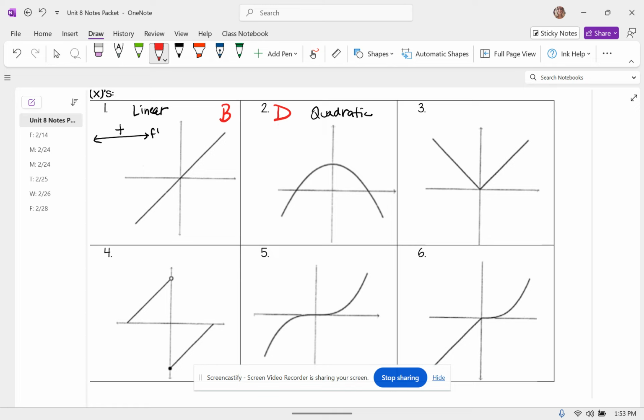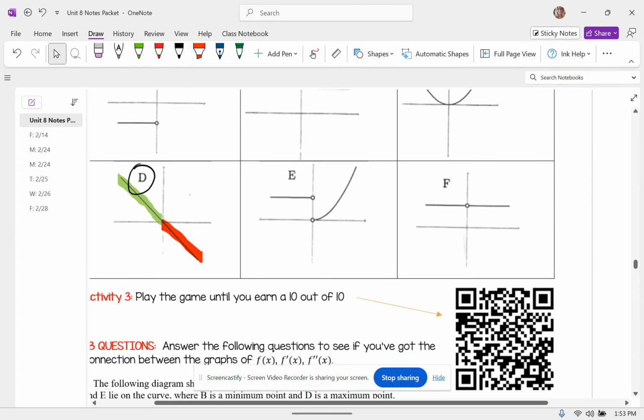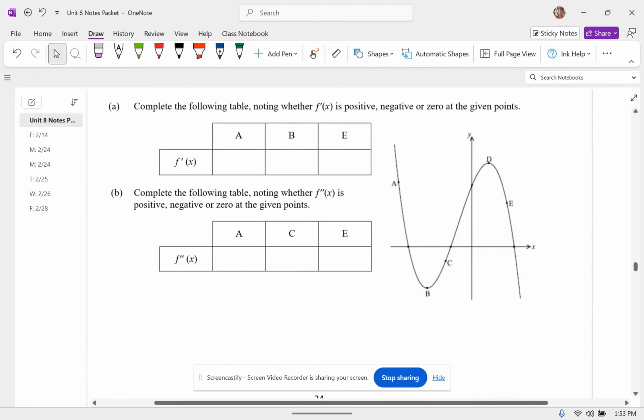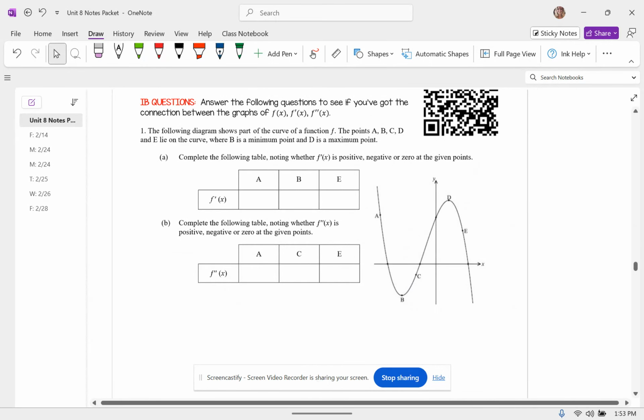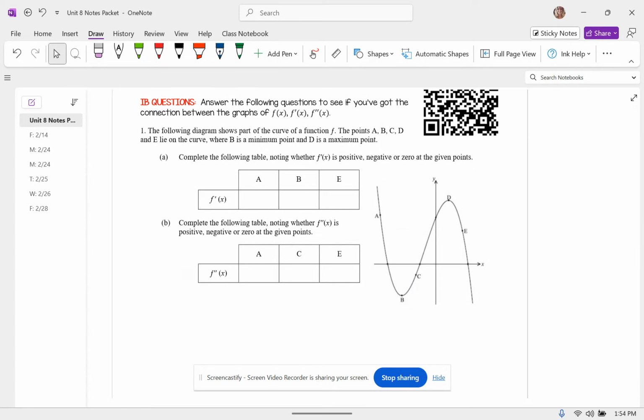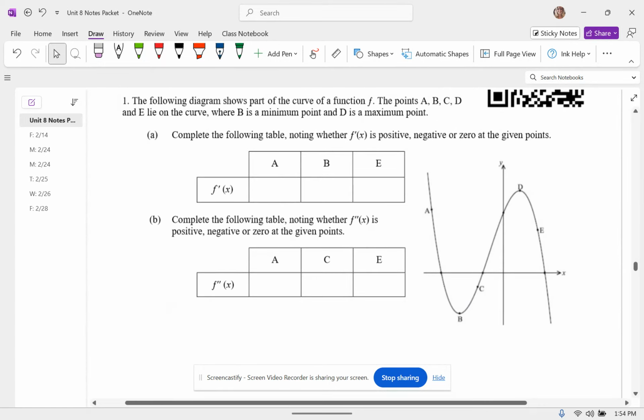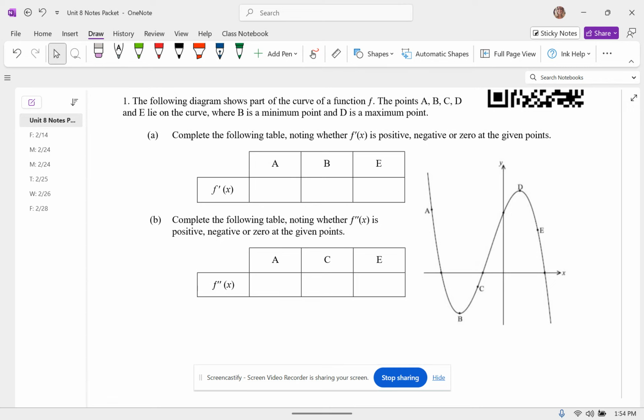All right, guys. Did you get them all right over here? Did I check them? Yeah, you checked us. Okay. So, good job, everybody. Here we go. Thank you. Okay. Let's answer some spooky questions about this. Are you ready? There we go. This is like Scooby-Doo. The following diagram shows part of the curve of a function f.